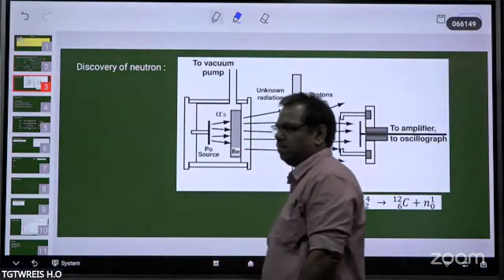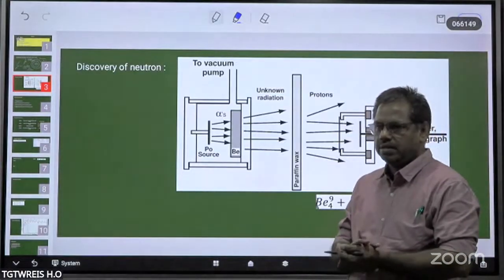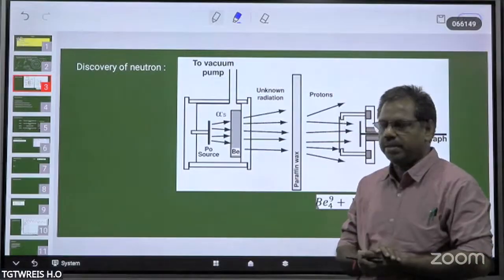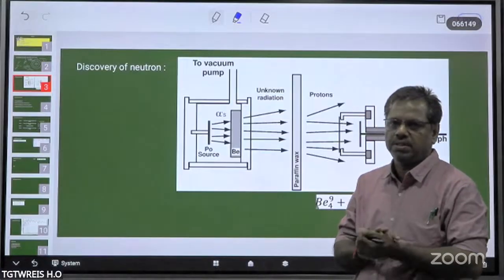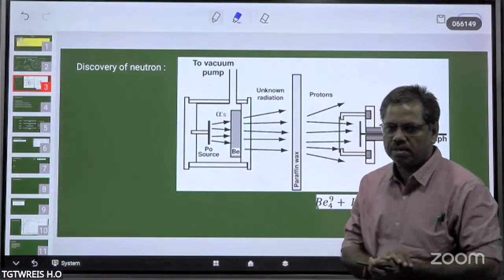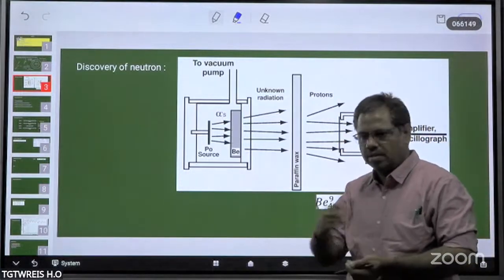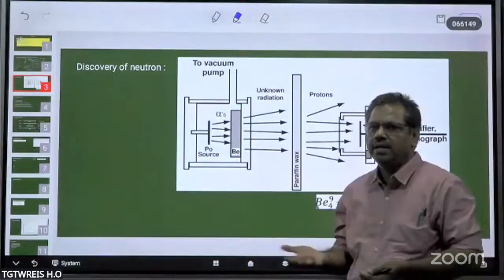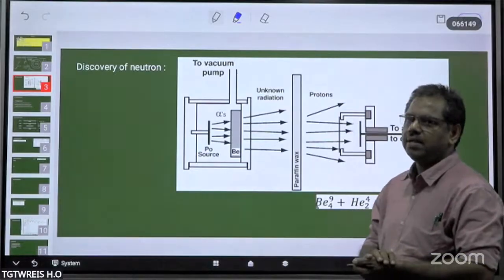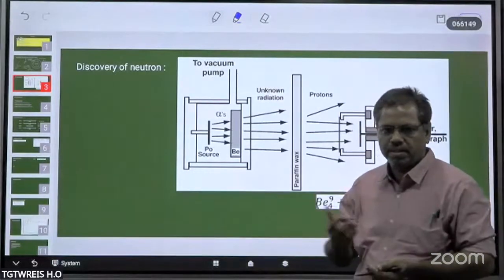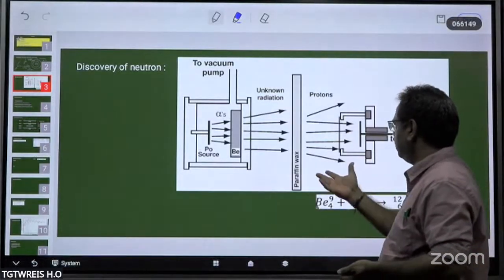I think in the first chapter of modern physics, we already discussed that by the Rutherford experiment, the nucleus consists of only positively charged particles, which are nothing but protons. At that time, they did not know about the presence of neutrons in the nucleus. But after conducting many experiments, it was observed that along with the protons, some other chargeless particles are also present in the nucleus. So that was the experiment given.